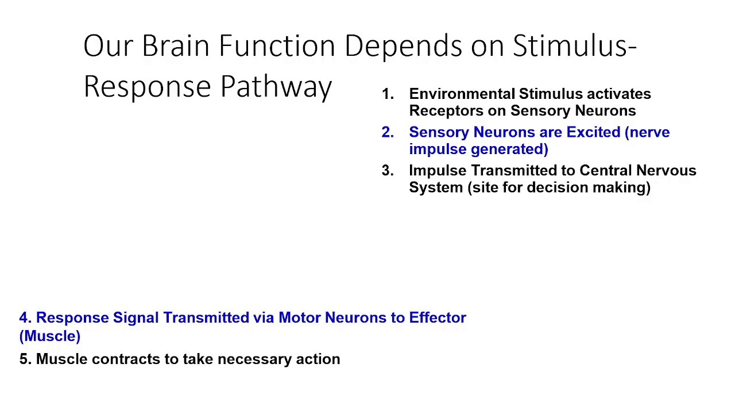But before that, we also need to understand that our brain operates via stimulus-response pathways, where the brain and the peripheral nerves operate in stimulus-response circuits. Environmental stimuli such as light, sound, touch and chemicals activate the receptors on sensory neurons, generating nerve impulses. These impulses travel to the central nervous system where information is processed and decisions are made. Response signals are then transmitted via motor neurons to effectors such as muscles, which contract to carry out the appropriate action.